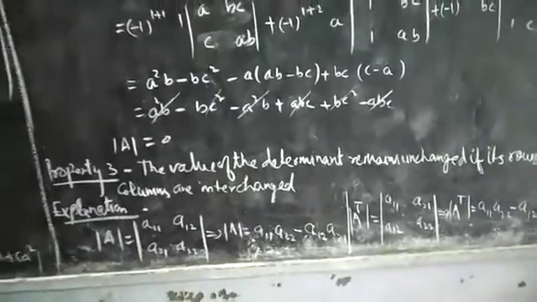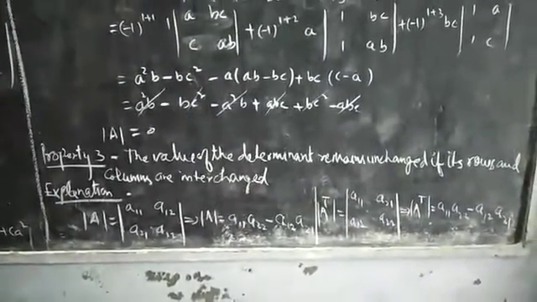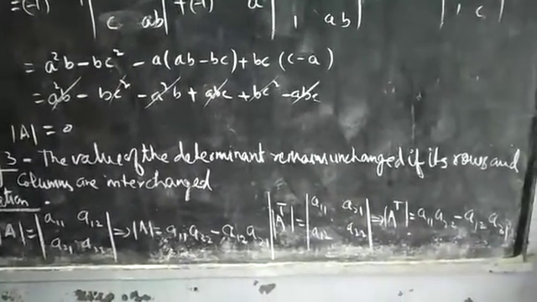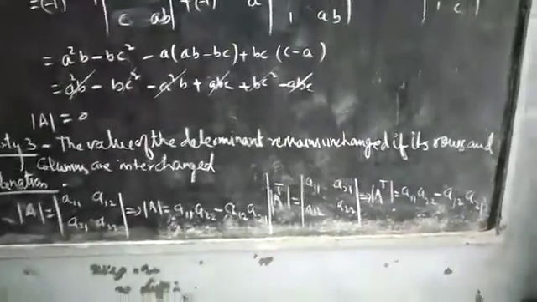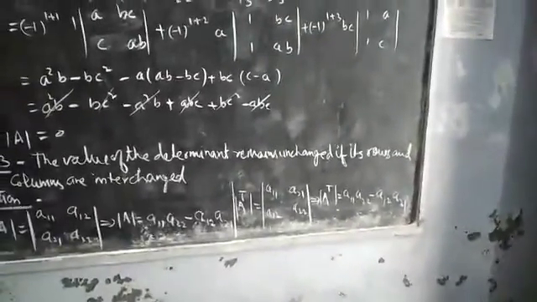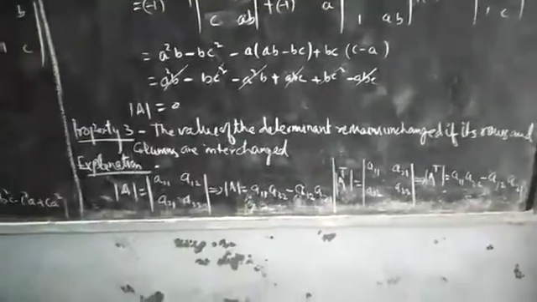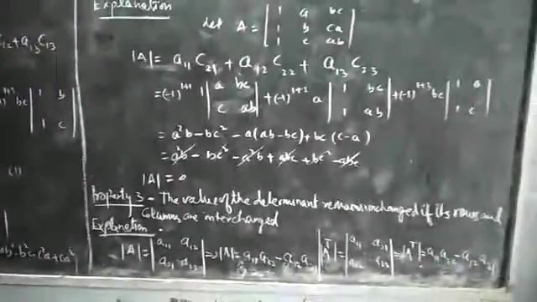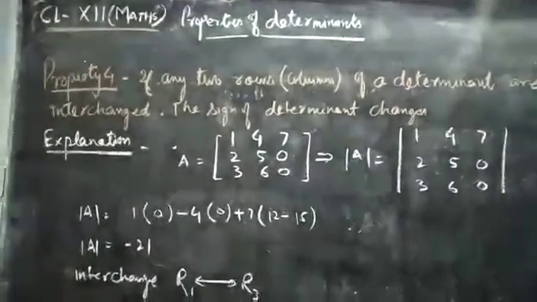If we interchange its rows and columns, that is the transpose of matrix A, that is A T. Determinant of A T is [a11, a21; a12, a22]. The value of determinant of A T is equal to a11 a22 minus a12 a21. It is clear that the value of the determinant remains unchanged if its rows and columns are interchanged. That's all.